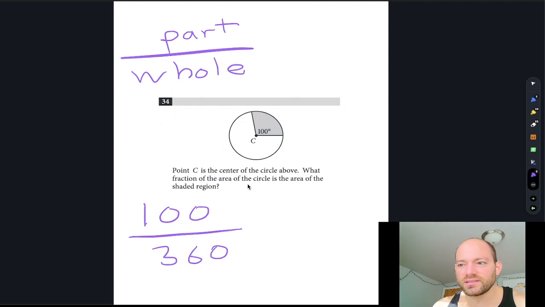What fraction is the shaded region? Like I talked about in my previous video, the part over whole fraction is going to be consistent, whether we're talking about the shaded area over the whole area, the arc length of this sector over the circumference of the whole circle, or the central angle over the angle of the whole circle, which is always 360. So all we have to do here is reduce this fraction. I'm going to start by crossing out these zeros. Now it's 10 over 36.